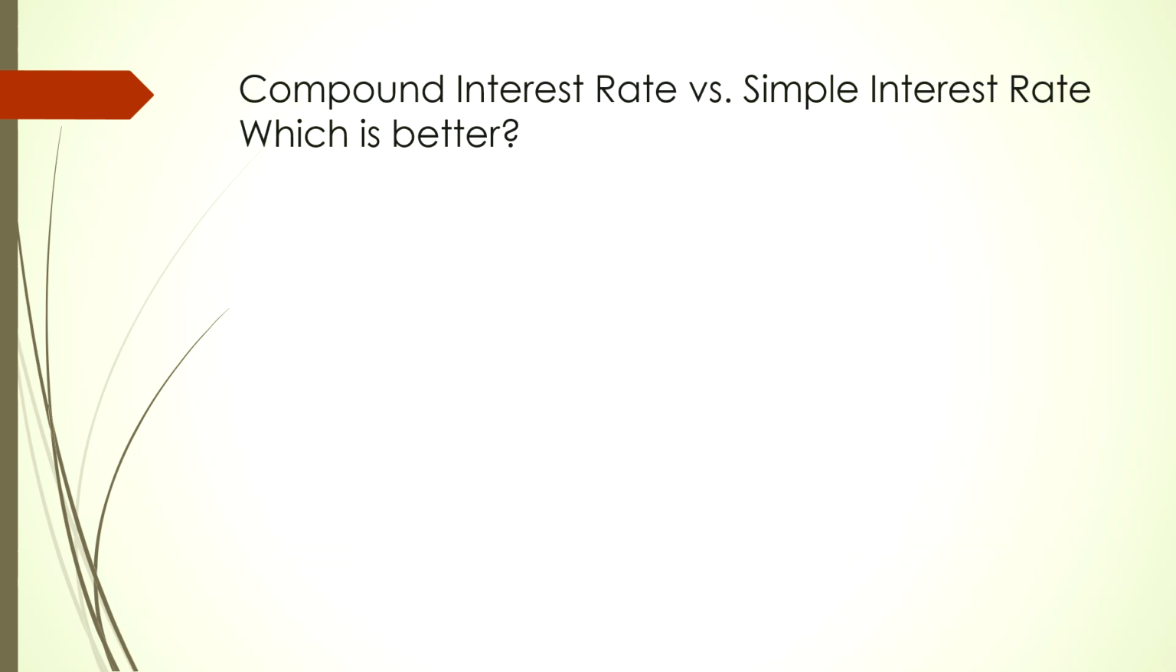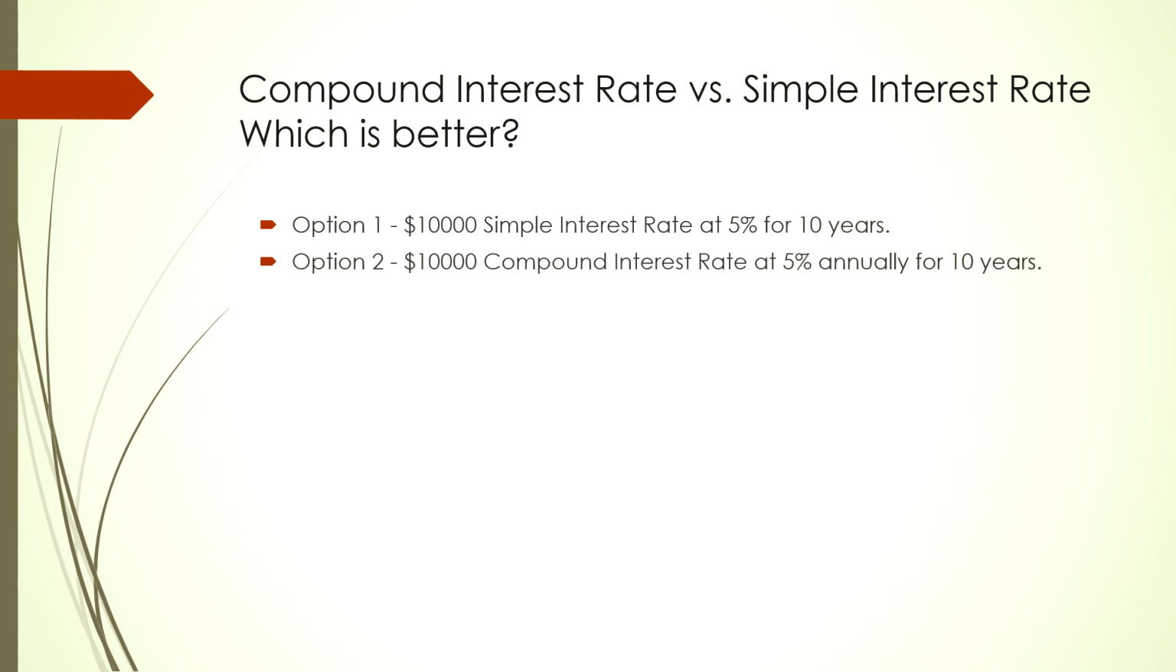Compound interest rate versus simple interest rate. Which one is better? We'll find out. Option 1, $10,000 simple interest rate at 5% for 10 years. Or option 2, $10,000 compound interest rate at 5% annually for 10 years. So option 1, simple interest rate formula is I equal to P times R times T. Of course, I stands for interest, P stands for principal, R stands for rate in decimal form, and T stands for time in years.